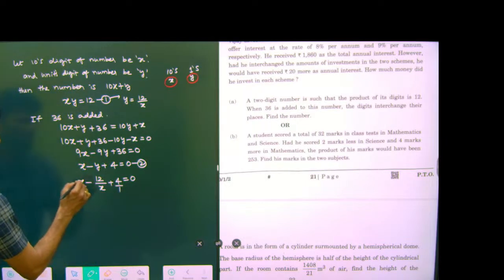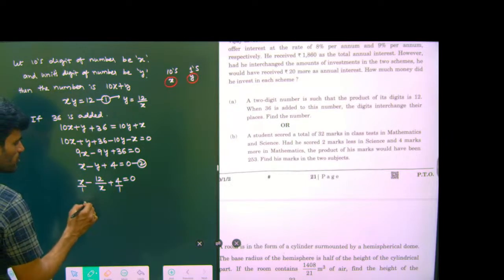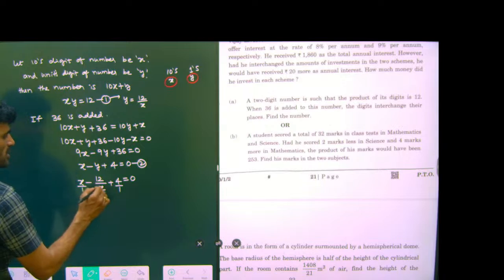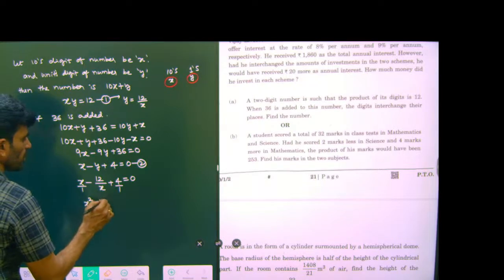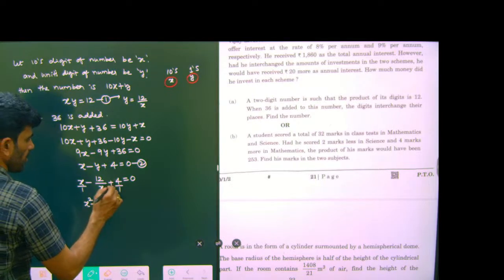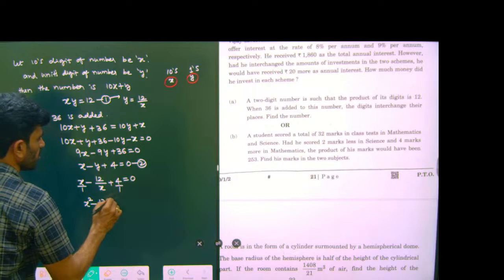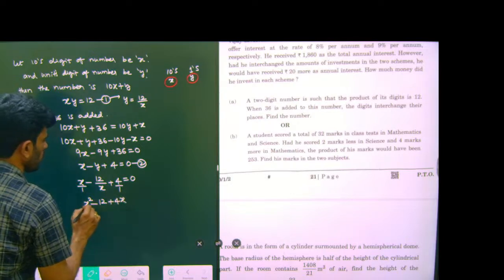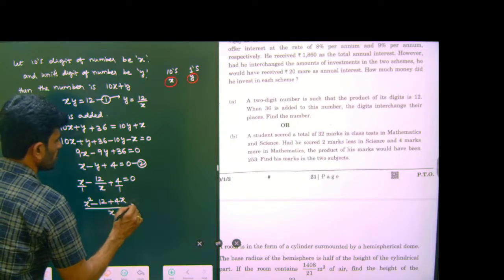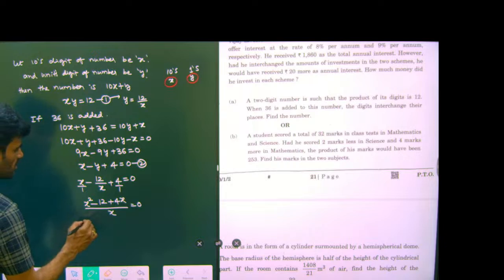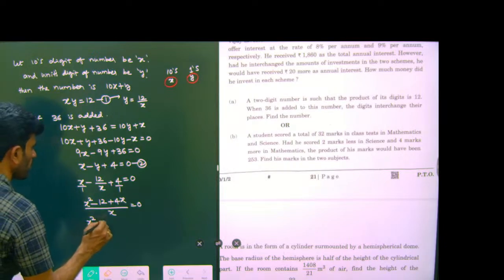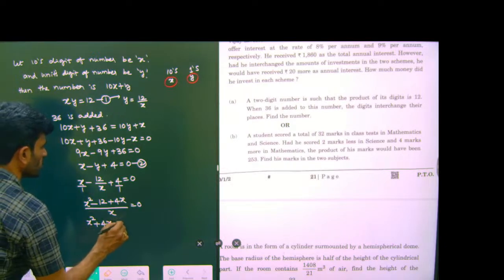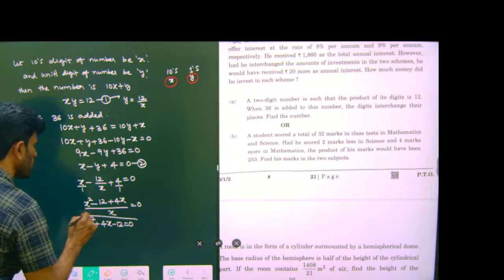So what happens? x into x, because here x is not there, x square, minus 12, because the denominator x is already there, plus 4x, whole divided by x is equal to 0. We transpose x to that side, then we get the equation x square plus 4x minus 12 is equal to 0. This is our quadratic equation.